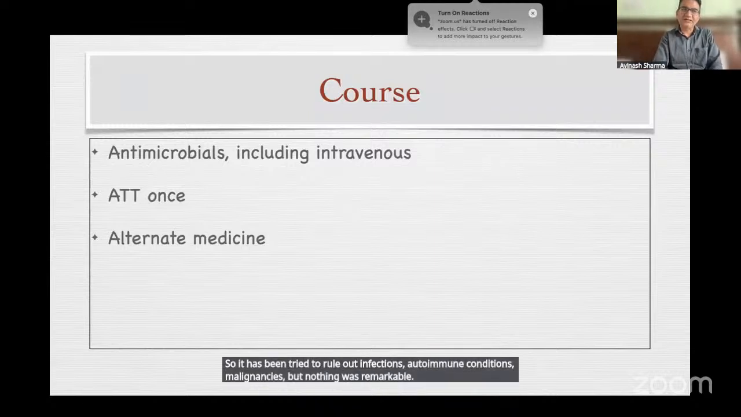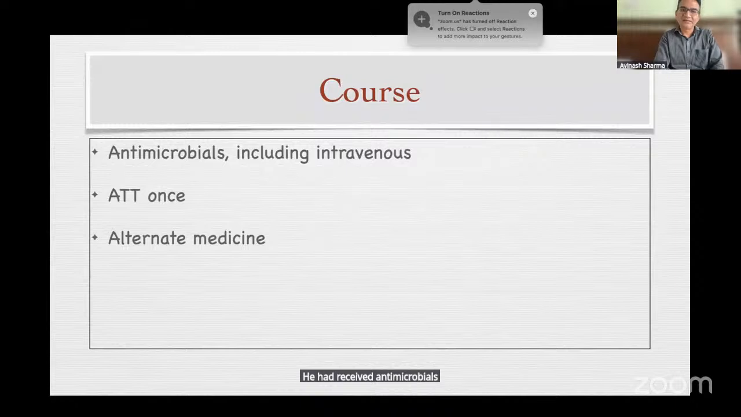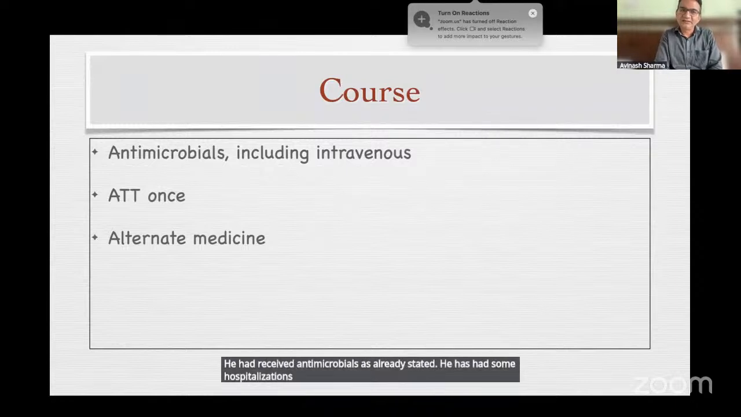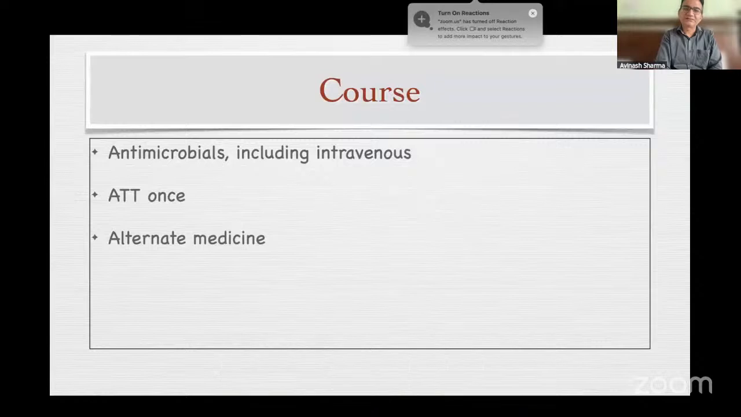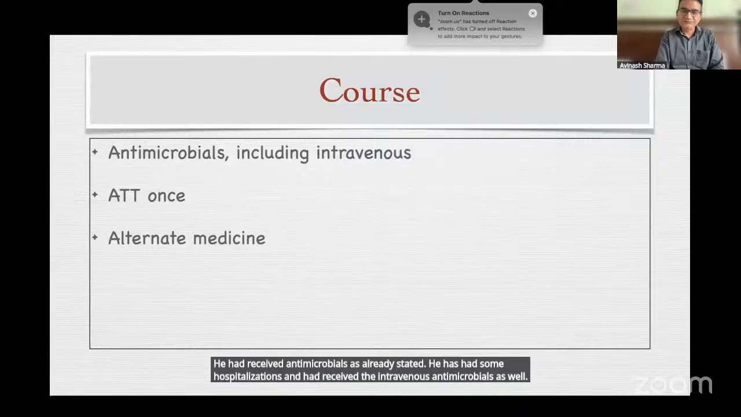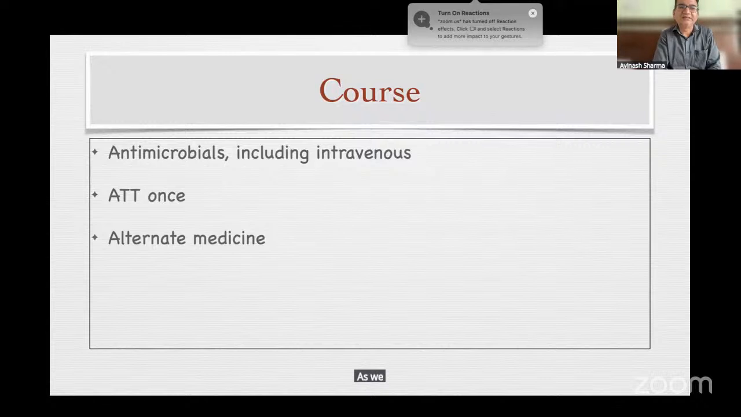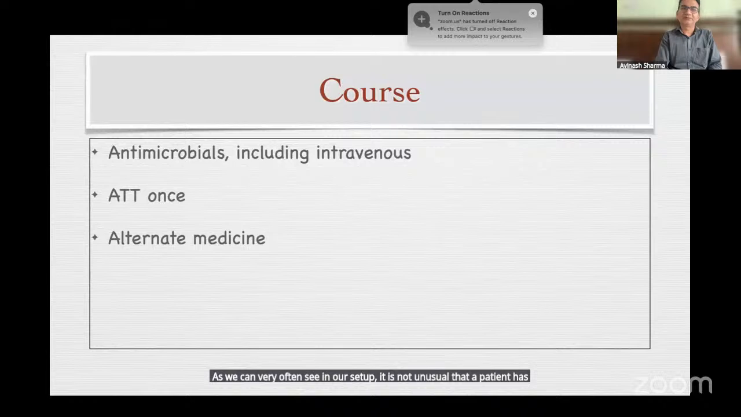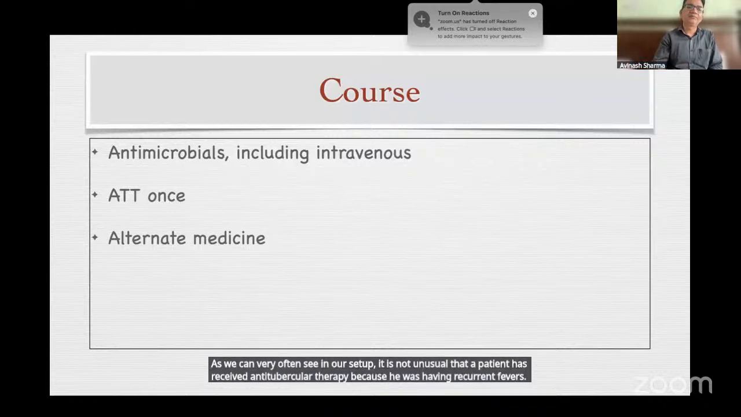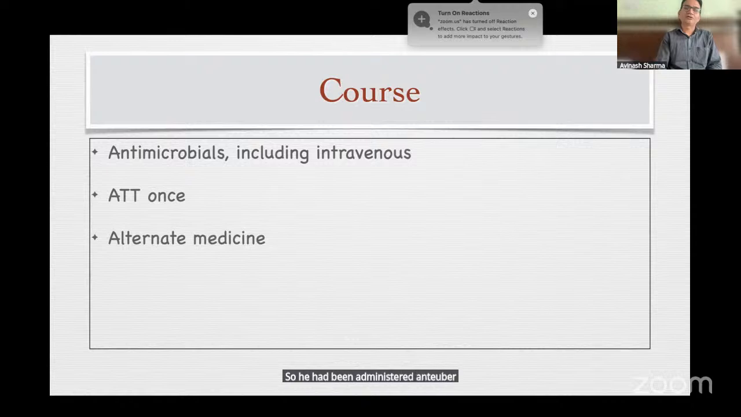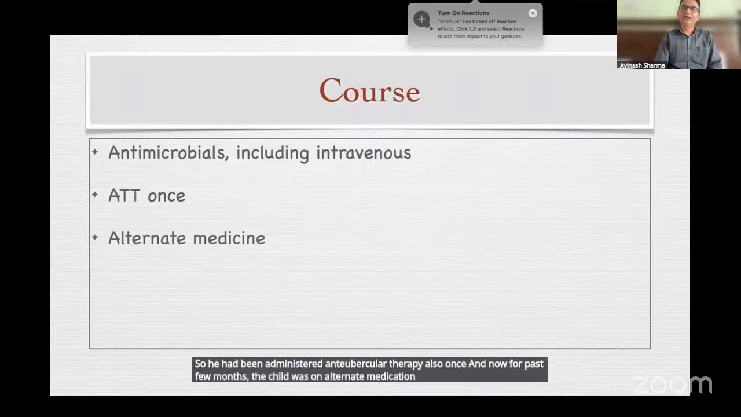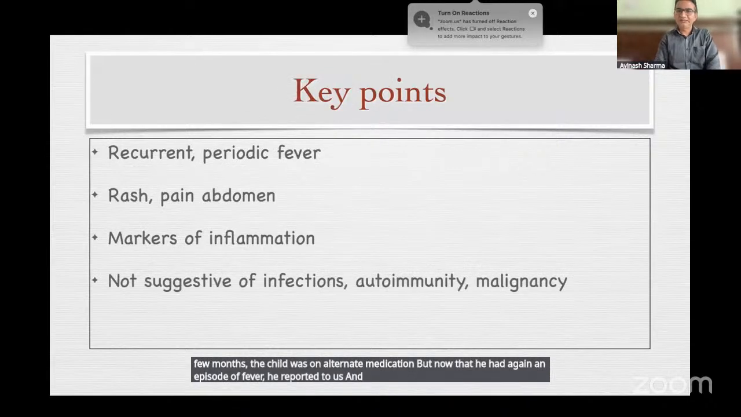He had received antimicrobials, as already stated. He has had some hospitalizations and had received intravenous antimicrobials as well. As we can very often see in our setup, it is not unusual that a patient has received anti-tubercular therapy because he was having recurrent fevers. So he had been administered anti-tubercular therapy also once. And now, for the past few months, the child was on alternate medication. But now that he had again an episode of fever, he reported to us, and we found these key points.